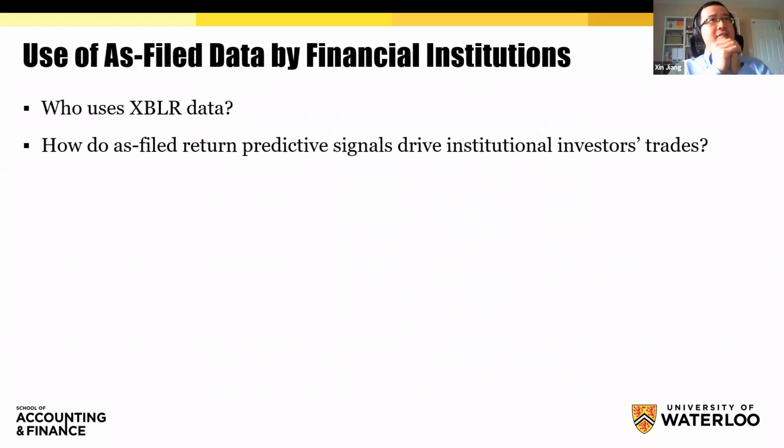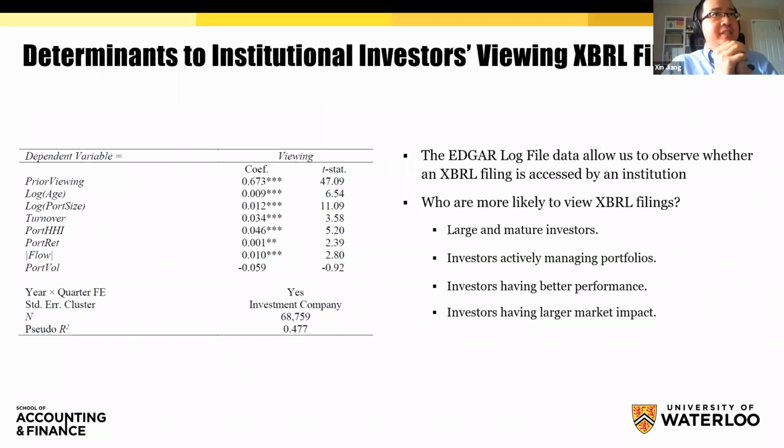The next set of analysis is we want to examine whether and how institutional investors use the XBRL data in trading. We first examine what type of institutional investors download and view XBRL filings. This is really exploratory in nature, and this is the regression result. We find that large and mature institutional investors are more likely to download XBRL filings. Investors who actively manage their portfolios and whose portfolios have better performance in the past, the previous winners, and the investors who have a larger market impact, they are the ones who are more likely to download and view the XBRL filings from the EDGAR database.